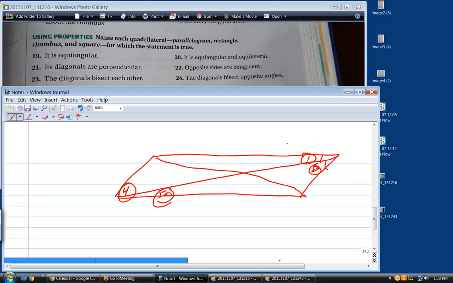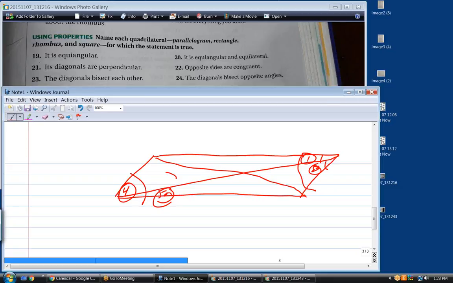Yeah, the only thing we know here is that 1 is equal to 2 because of the parallel lines, and 3 is equal to 4. And we do know that that whole angle is equal to that whole angle. But we don't know if 2 equals 4 and 3 equals 1. Yeah, I don't think they do.